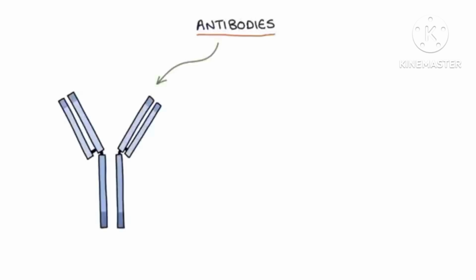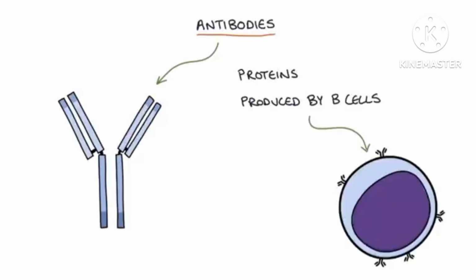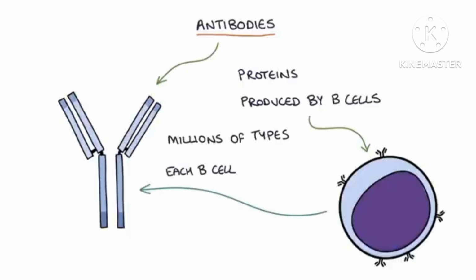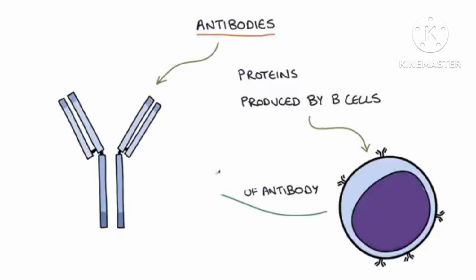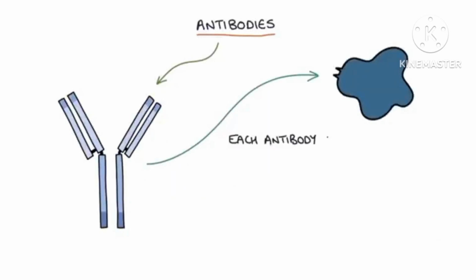Firstly, it's essential to have a very basic understanding about antibodies, otherwise you'll find it extremely hard to understand hepatitis B serology. Antibodies are basically proteins that are produced by B cells. And there's millions of types of antibodies, and each B cell only produces a single type of antibody. And this single type of antibody only targets a single type of protein. The protein that's targeted by an antibody is called an antigen.